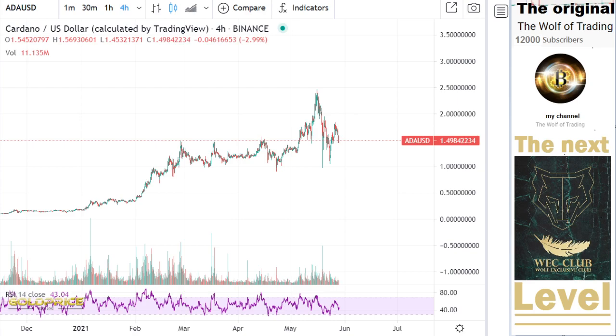Thank you. We're looking at Cardano. The price is here, let's check, $1.50. The high price was $2.50.